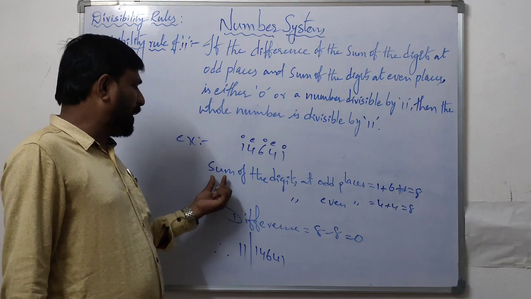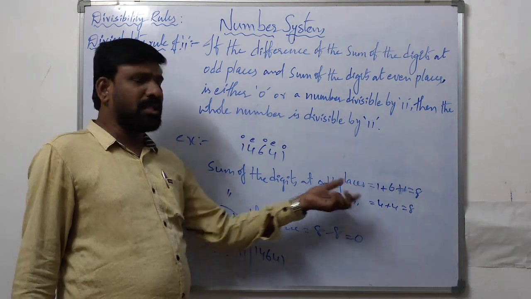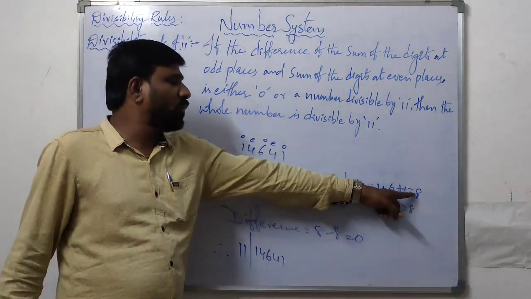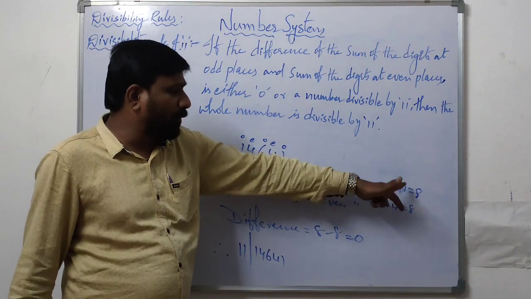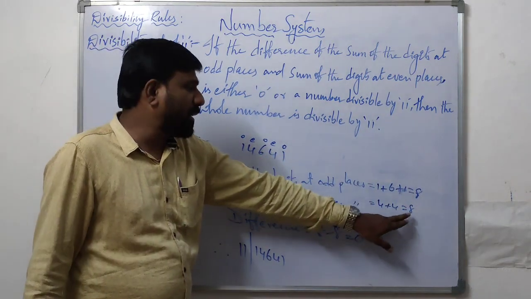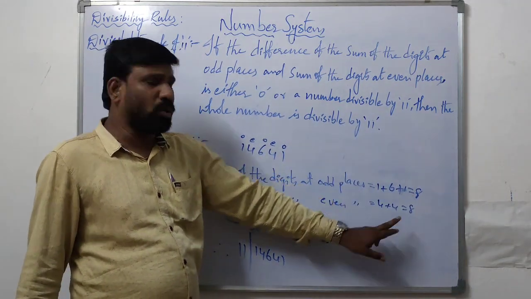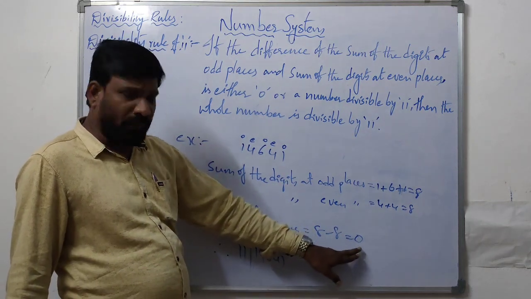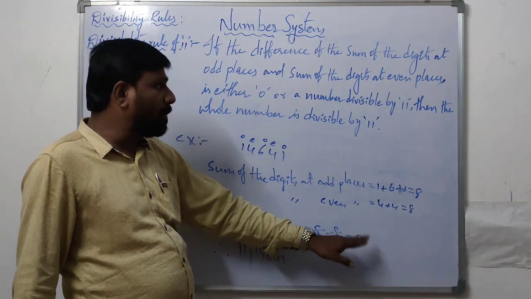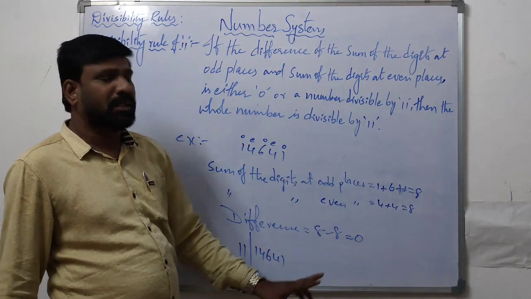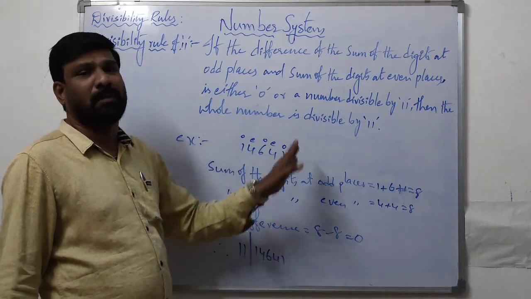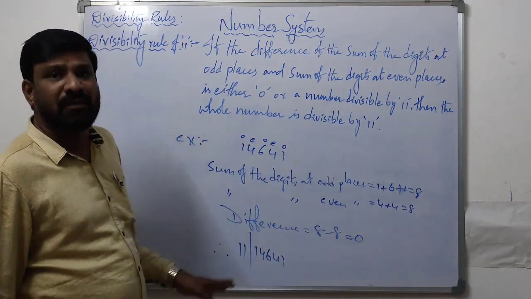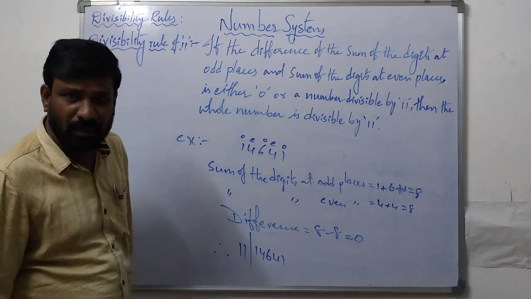Then try to find out the sum of the digits in odd places and the sum of the digits in even places. You will get some result and take the difference. If this is big, this minus this. You do it. If you get the result as 0 or a number divisible by 11, then we can conclude that 11 divides that particular given number. Otherwise, 11 will not divide the given number.